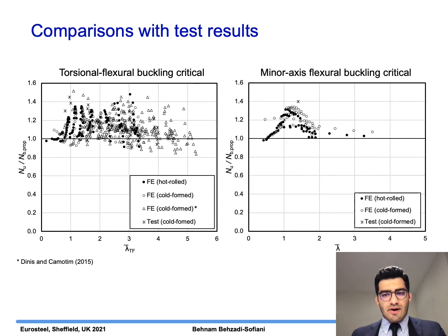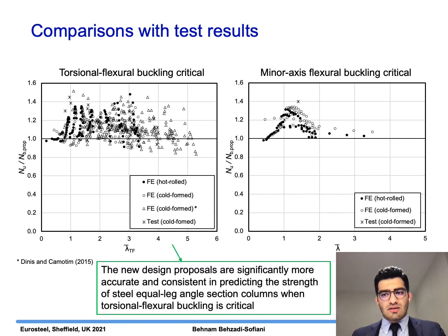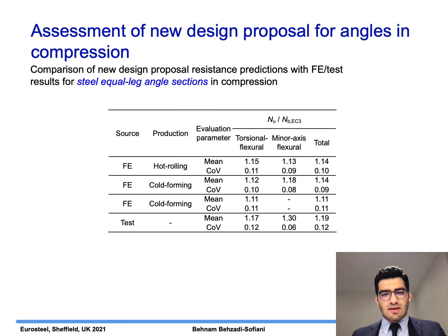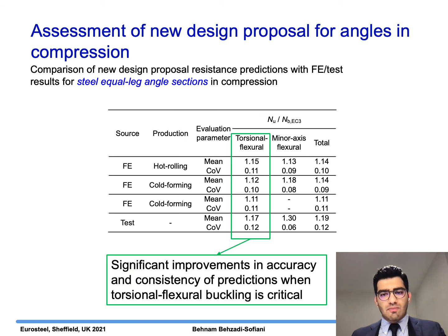Here are the comparisons of the test and FE ultimate capacities with the resistances predicted by the new proposals. As it can be seen on the left figure, the new design proposals are significantly more accurate and consistent in predicting the strength of steel equal leg angle section columns when torsional-flexural buckling is critical. Similar comparisons are presented in this table, where significant improvements are made in mean values and the reduction in scatter can be seen when torsional-flexural buckling is critical.